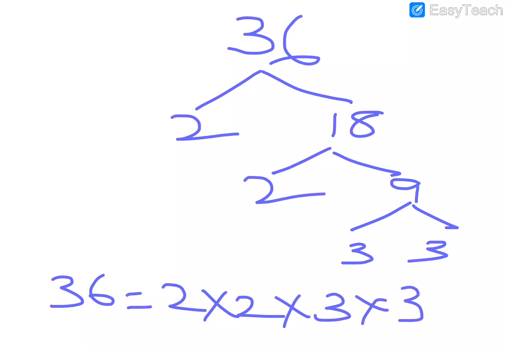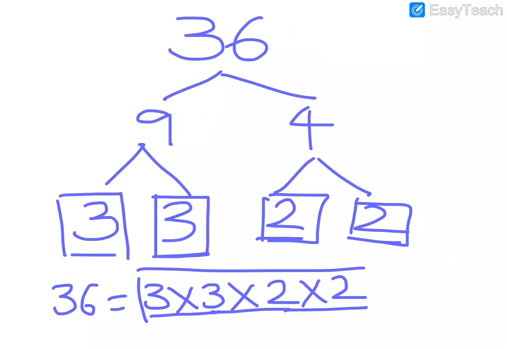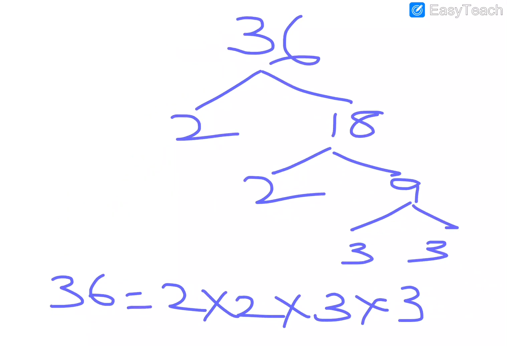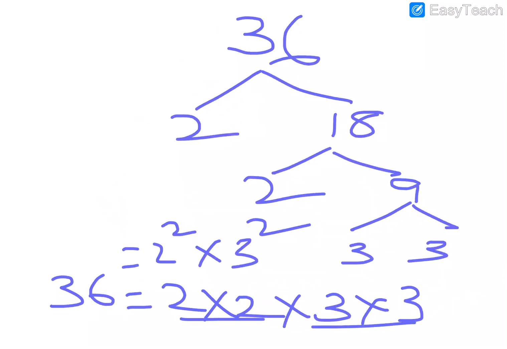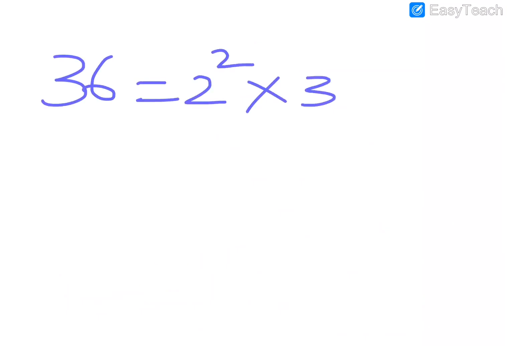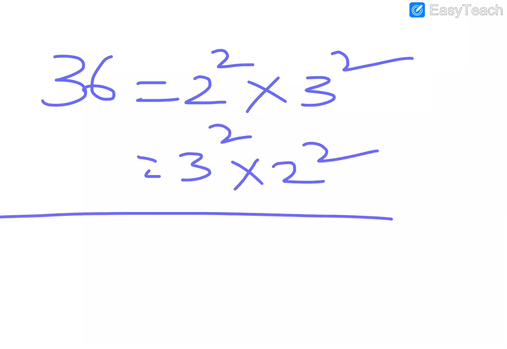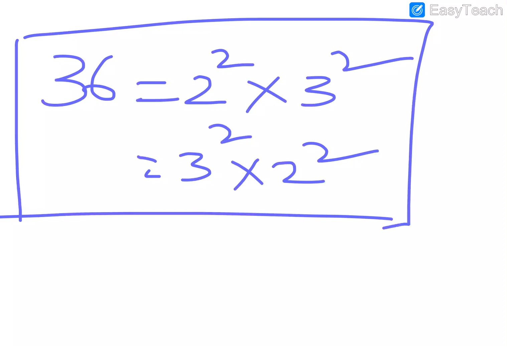Now let's observe the previous page. Here we got 3 into 3 into 2 into 2, that is 3 square into 2 square. Now in this page we are getting 2 into 2 into 3 into 3, that is 2 square into 3 square. If you observe these two carefully, the answer is finally the same. 36 is either 2 square into 3 square, or 3 square into 2 square. So what we are concluding here is exactly the fundamental theorem of arithmetic.